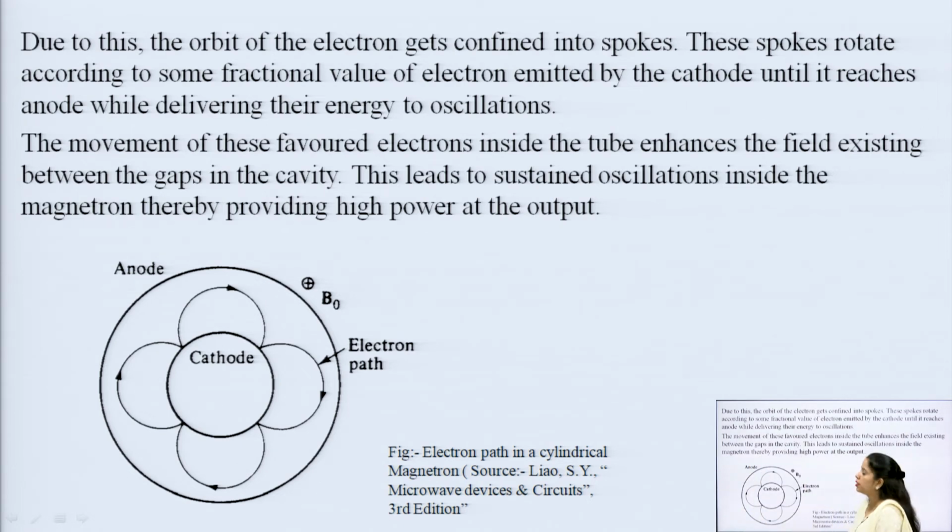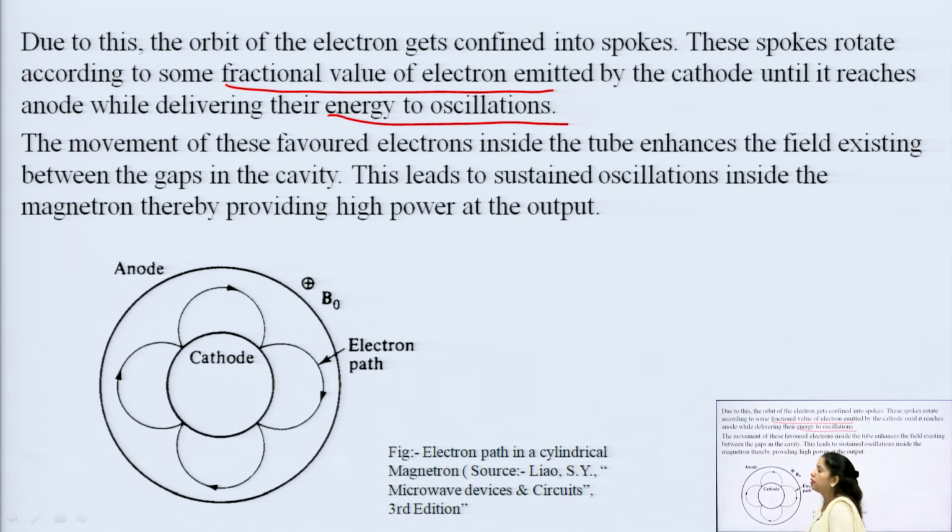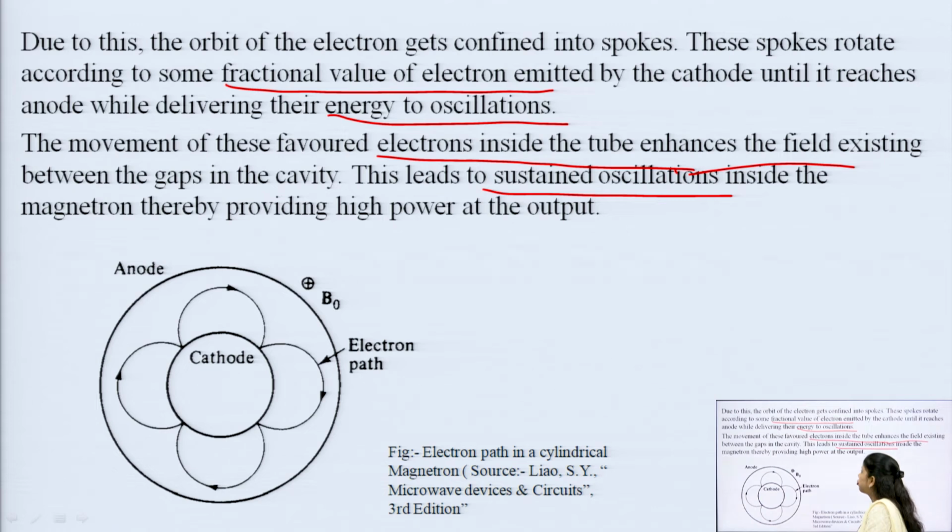So, due to this, the orbit of the electrons gets confined into spokes. This spoke rotates according to some fractional value of the electrons emitted by the cathode, because of the fractional value, since some are favored and some are unfavored, until it reaches the anode while delivering their energy to the oscillator. The movement of this favored electron inside the tube enhances the field existing inside the gap in a cavity. This leads to sustained oscillation inside the magnetron, providing high power at the output.